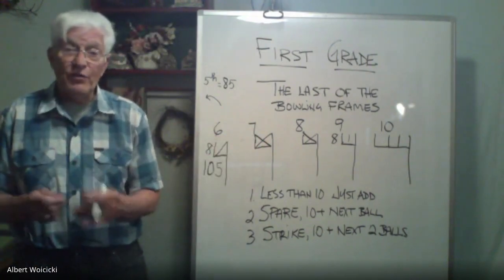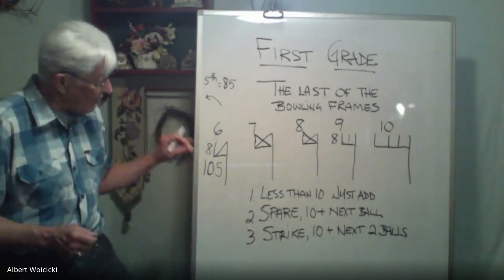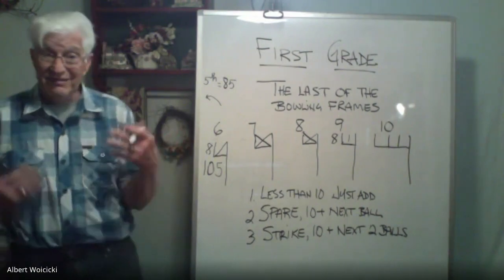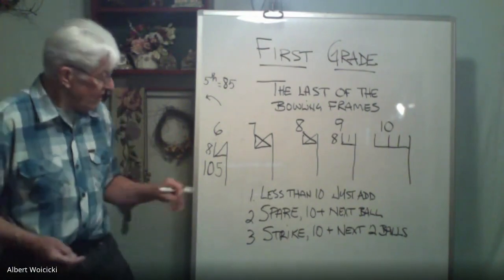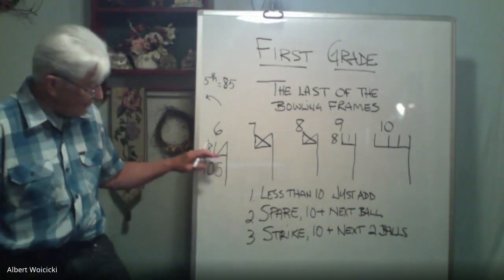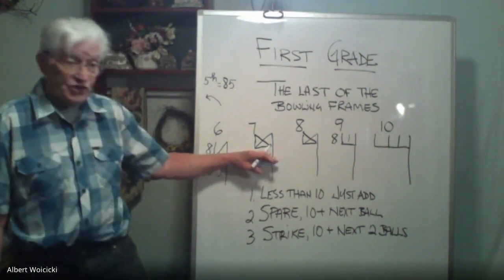And here's the rest of our bowling game. Remember the other day we left off at the 5th frame, and now we're at the 6th frame. And we were up to 85 by getting this spare. We last time learned that if we have a spare, we have to wait 10 plus what we get on the next ball, and we get a strike here.